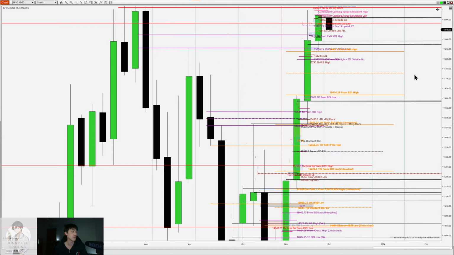So from a weekly draw perspective, let's see, Ultra, consequent encroachment of that new FVG is probably going to be a good magnet for the week. Yes.